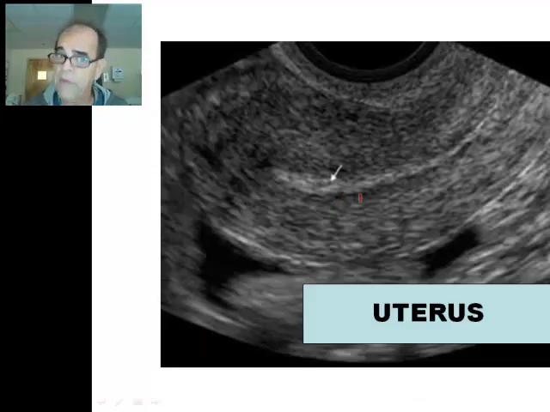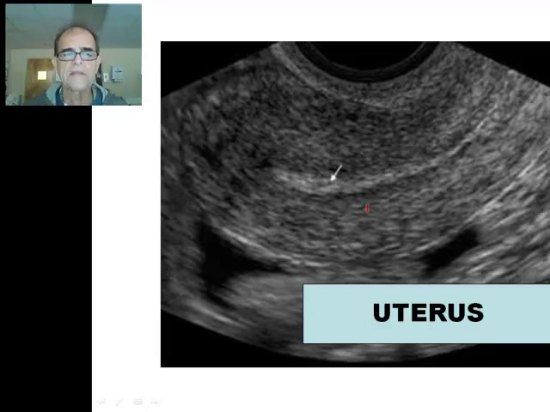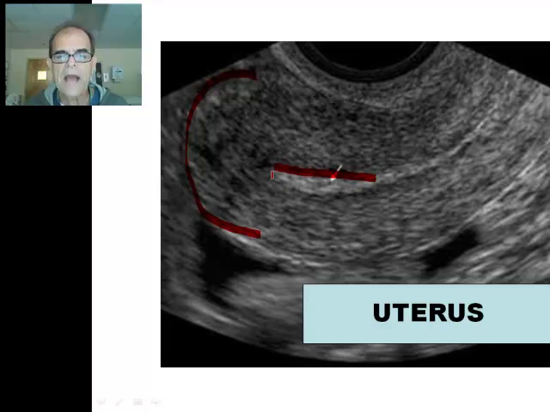Uterus, this is endovaginal, not transabdominal. This is an endovaginal uterus because the urinary bladder is not anterior and full of urine. You can see here the fundus of the uterus, the body, the neck, and the endometrium, this hyperechoic area that is very important to determine the menstrual cycle.